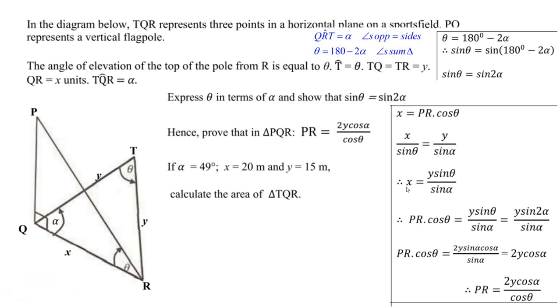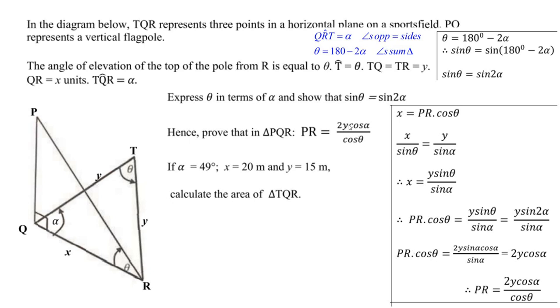And then you multiply it up here. Hey, we've got another way of writing X. X equals Y times the sine of theta over the sine of alpha. But hey, theta is really 2 alpha, and the sine of 2 alpha is really 2 times the sine times the cosine. And the sines cancel, and you just get 2Y times the cos of alpha. Well, that's what X equals here. But hey, what was X? X was just equal to PR cos theta.